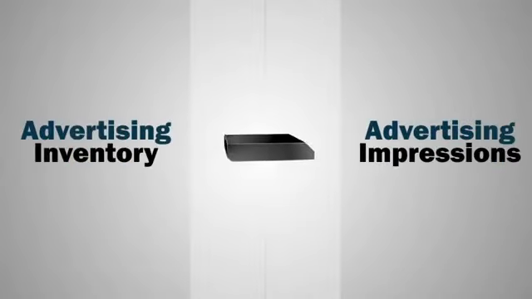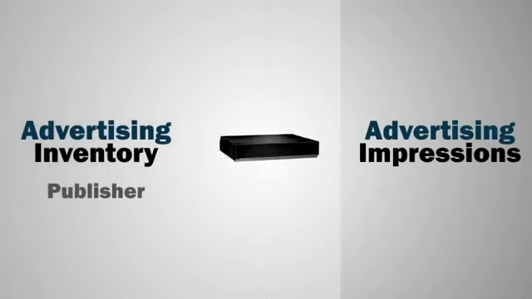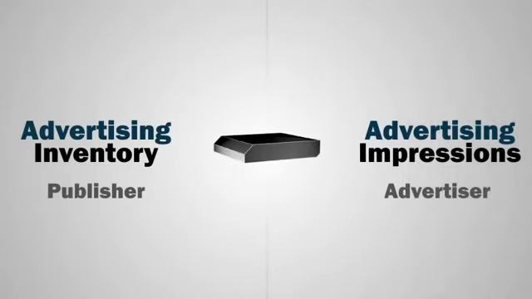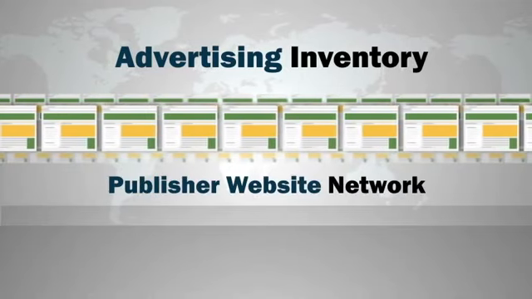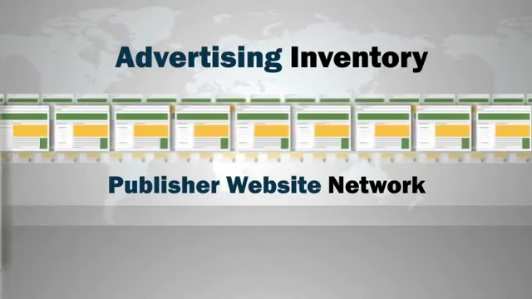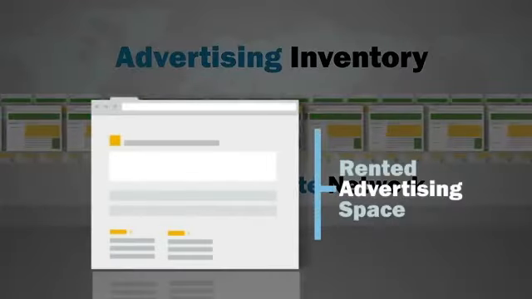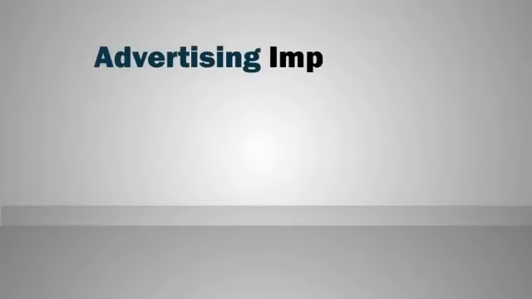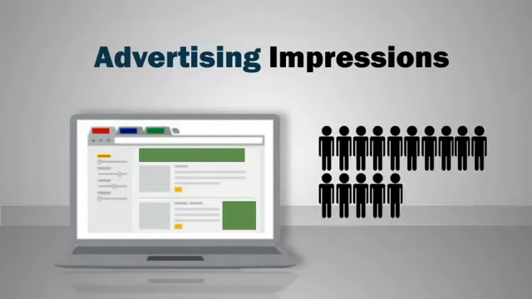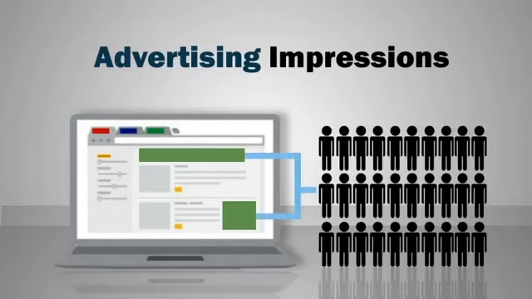In regards to ad inventory versus ad impressions, just remember that inventory is on the publishing side, whereas impressions are on the advertising side of the combo package. Ad inventory represents rented ad space on the Banners Broker publisher website network. Rented ad space is merely the area on each website that's designated to hosting banner ads. Impressions, on the other hand, are the number of times any given ad is viewed on a website.